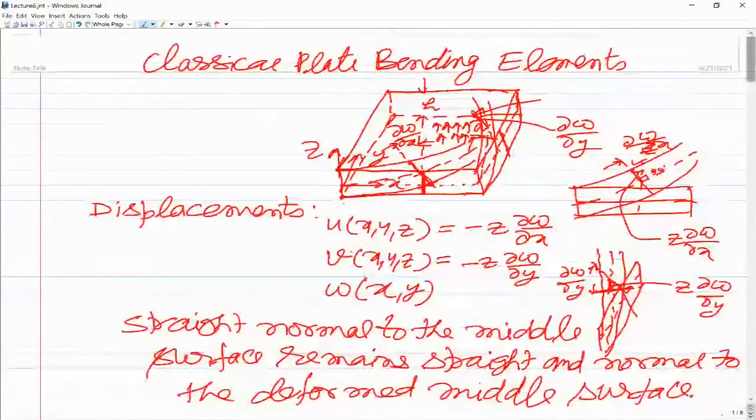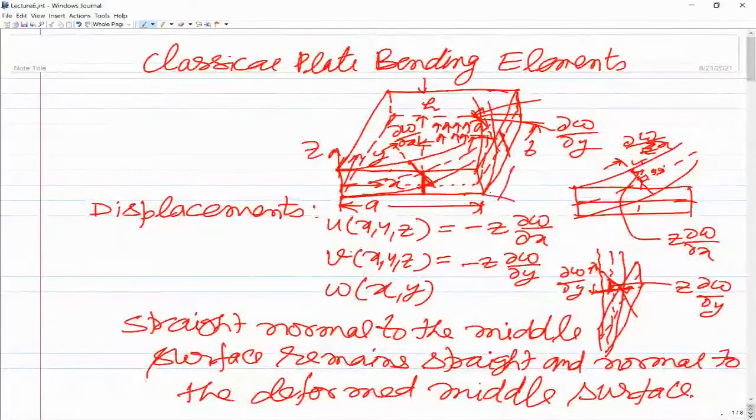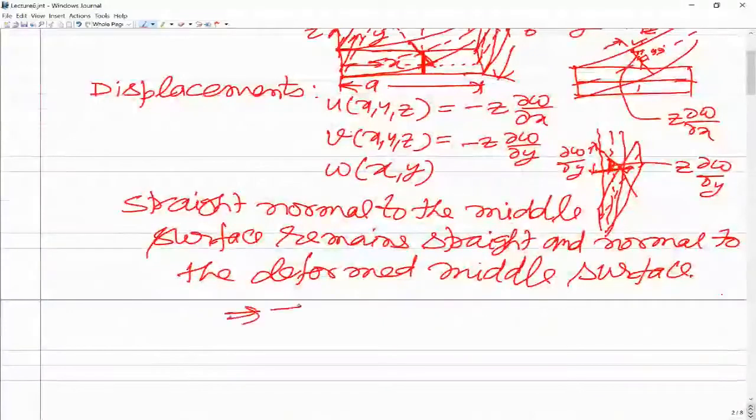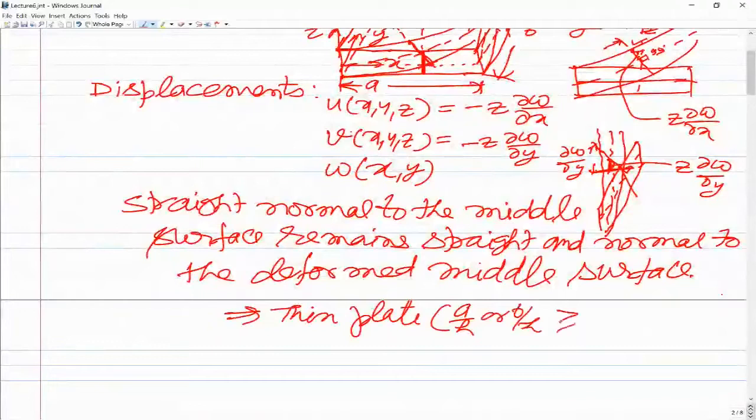Thin plate means, if we look at this dimension, let us say this dimension is a, and this dimension is b, and thickness h I have already assumed. So this will be applicable for a thin plate. And thin plate means, if I look at either a by h or b by h, if it is greater than 20 for isotropic plates, we can use classical plate theory. Of course, for composites, this number may go to the higher side.